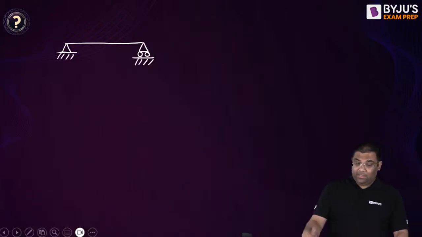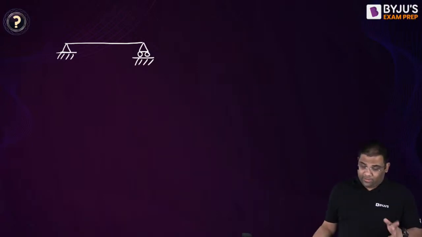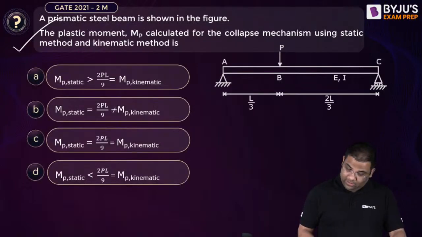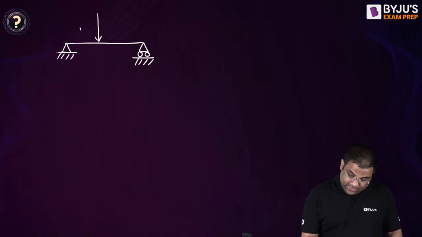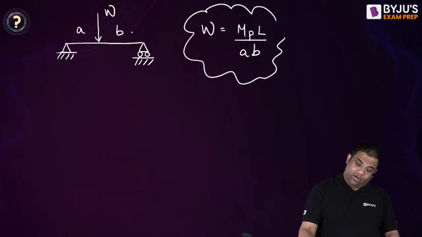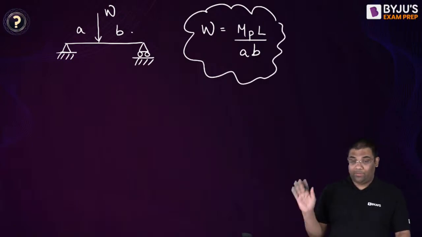Now if you want to learn this, I have taken one entire video which is available. You can search plastic analysis, collapse load. I have taught for all the cases. So you see, this case is AB. So here the collapse load formula is MP L by AB. This is the formula. Okay. That's the standard formula. I have already taught. If you want to see, it is available on YouTube.